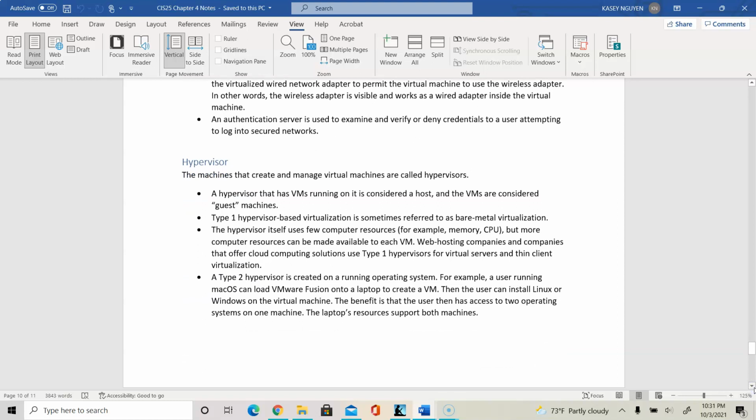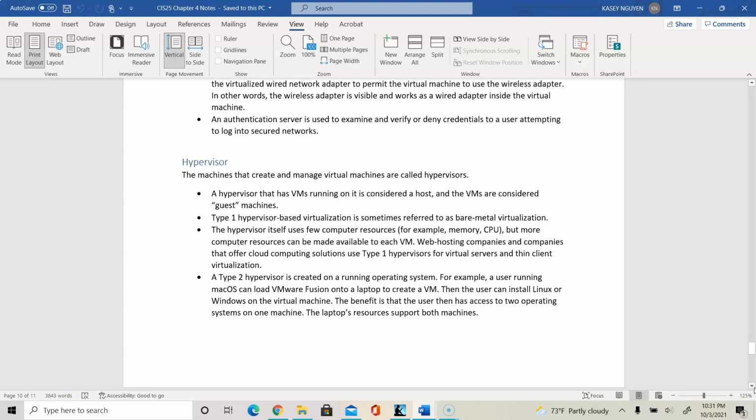And hypervisor, we talked a little bit about this earlier. So a hypervisor is used to run and manage virtual machines, and the virtual machine is considered a guest machine, and the system that runs the hypervisor is considered a host machine. There are two types of hypervisor.